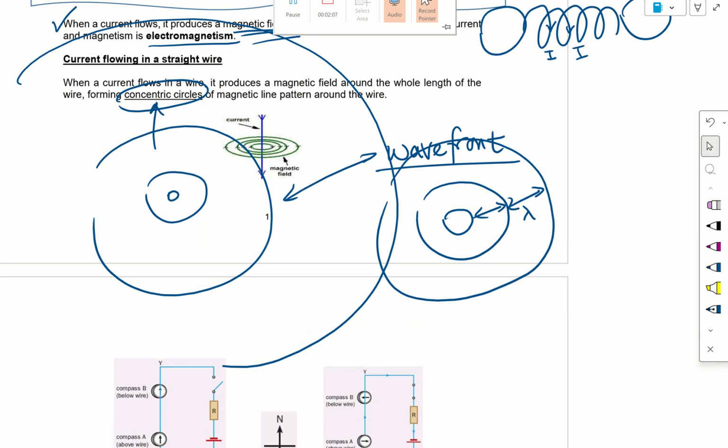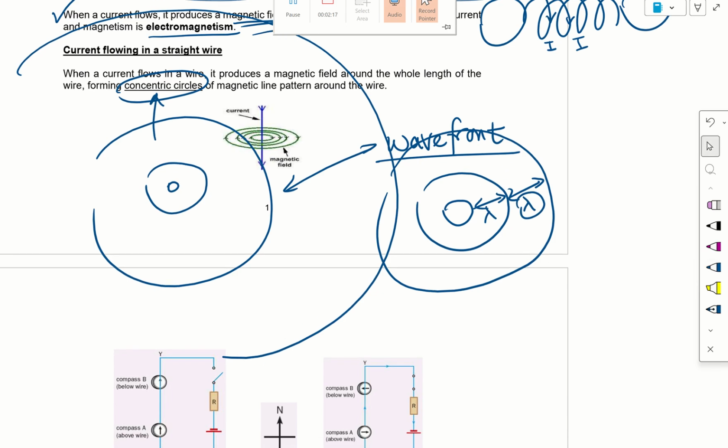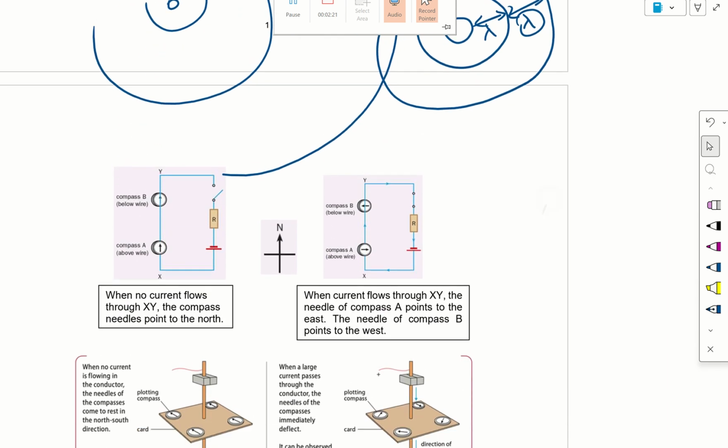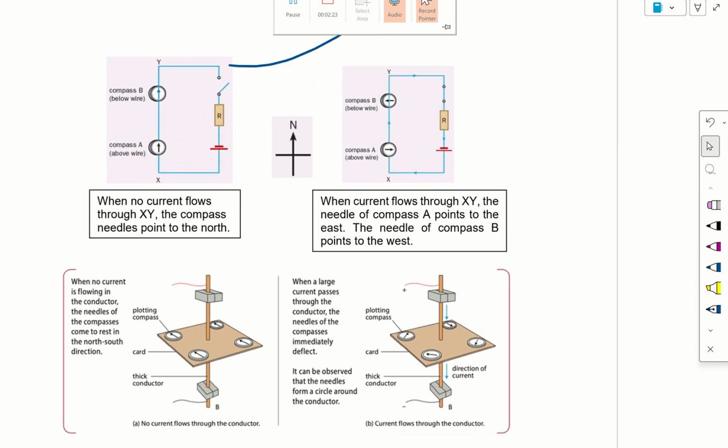So for wave fronts, if the question states that it is of a constant depth of water or things like that, then they will have uniform wavelength, so the gaps between the circles are the same. Okay, so this is an experiment done.